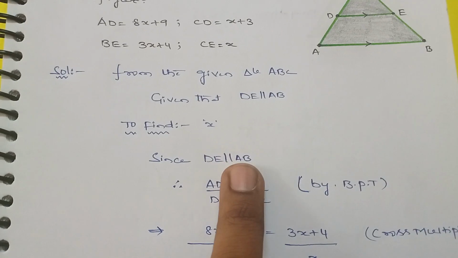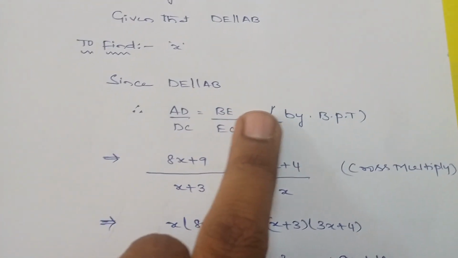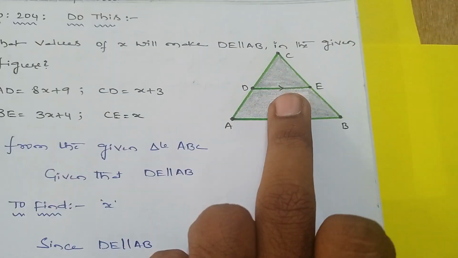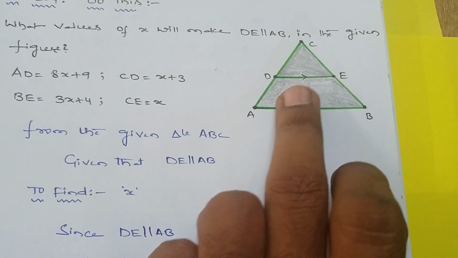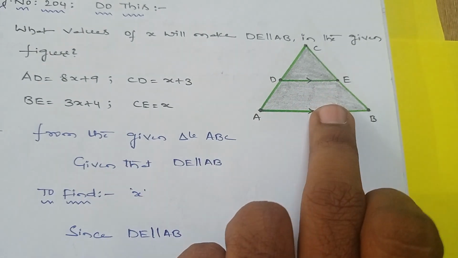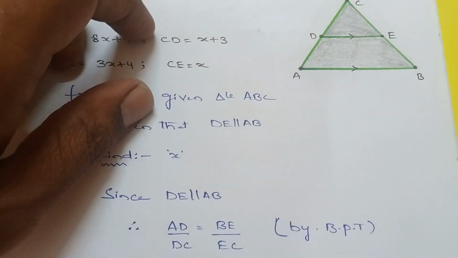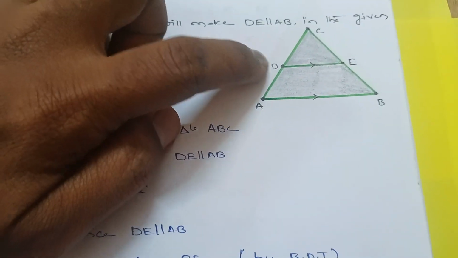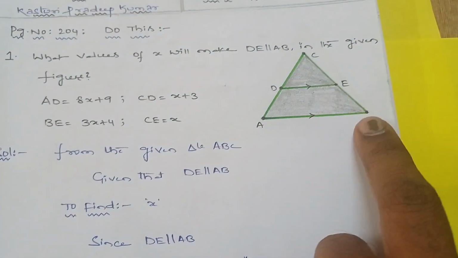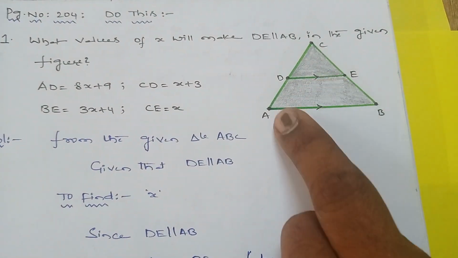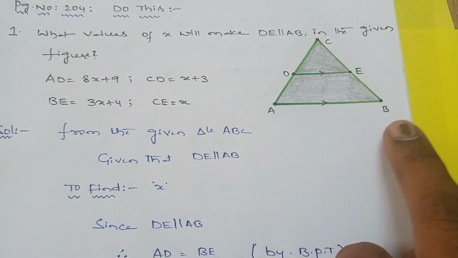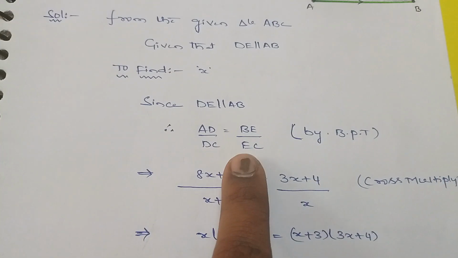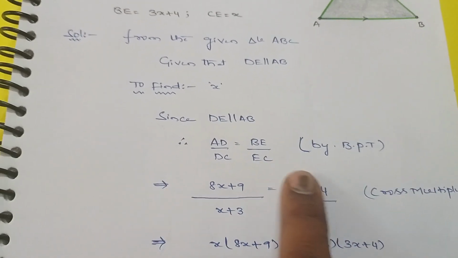Since DE is parallel to AB, as per the BPT, basic proportionality theorem, if a line is parallel to the third side, then it divides the other two sides in the same ratio. That only we learn in the BPT, right? So if a line DE is parallel to AB, it divides the other two sides AC and BC in the same ratio. So it can be written as AD by DC equal to BE by EC, guys. Okay, AD by DC equal to BE by EC. That is the BPT theorem.